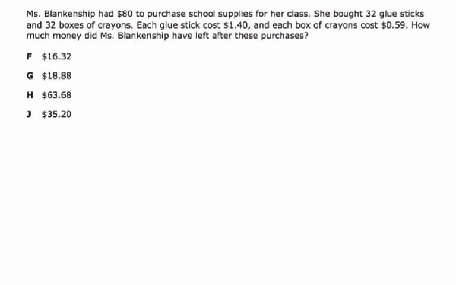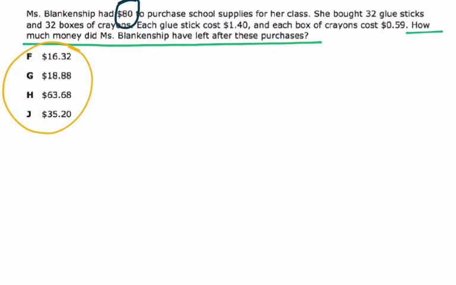So what we really want to do here is figure out first what the total cost was of the crayons, and then the total cost of the glue sticks. We can combine those together, then find the sum of the total amount she spent, and it says at the end how much did Miss Blankenship have left after these purchases. Finally, multi-step here, we're going to have to subtract from this $80 she started with to see how much she has left over, or if she has anything left over. I feel like she does because all of our answers say she does, but you want to make sure that you don't come to any assumptions there.